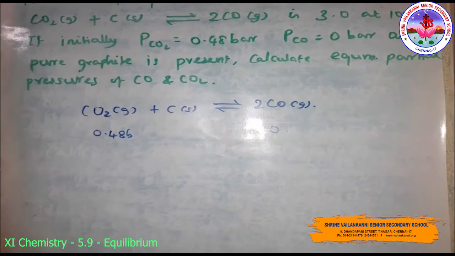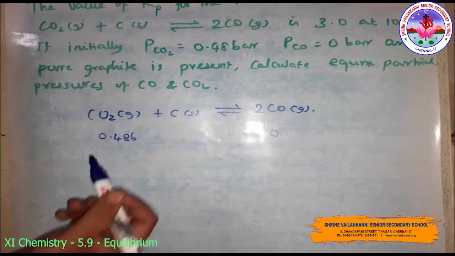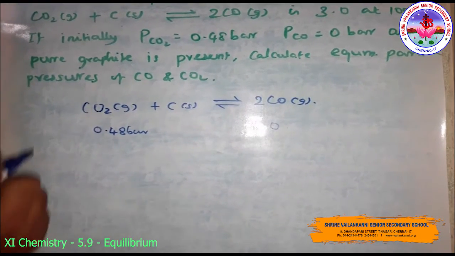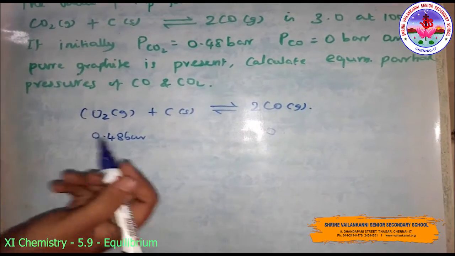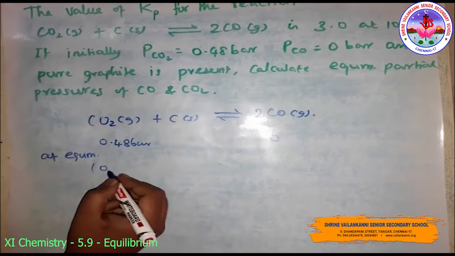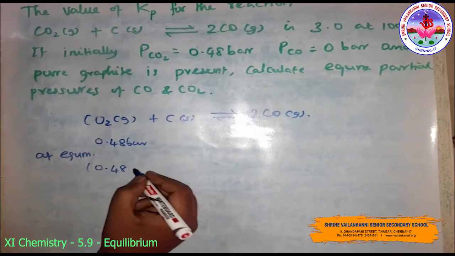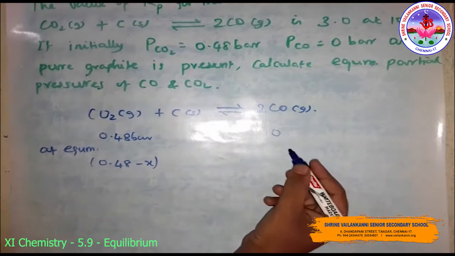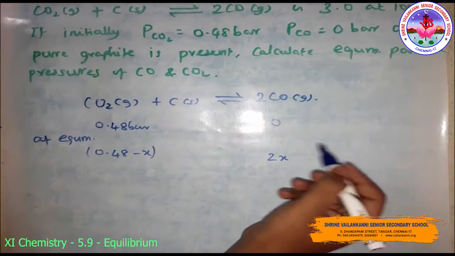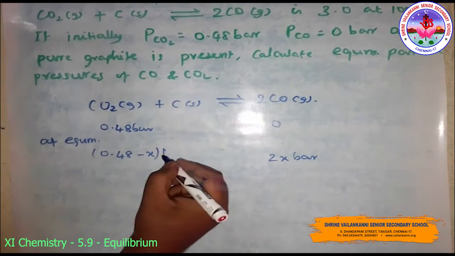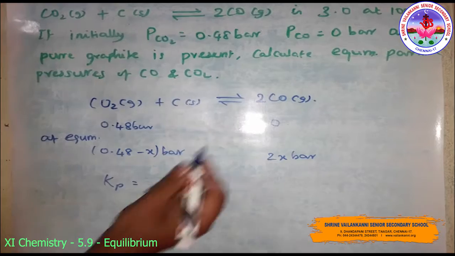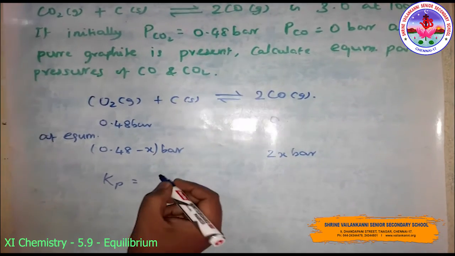Then you have to write what it is at equilibrium. At equilibrium, CO2 is 0.48 minus x, because we don't know x, so we have to calculate x. And CO is 2 moles, that is why 2x. The unit is bar, so you can write bar here also. Now the Kp for the reaction is product divided by reactant. So what is the product?